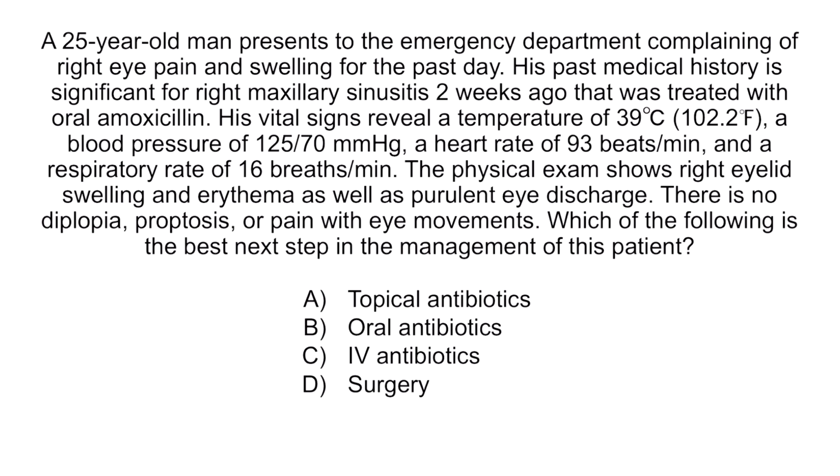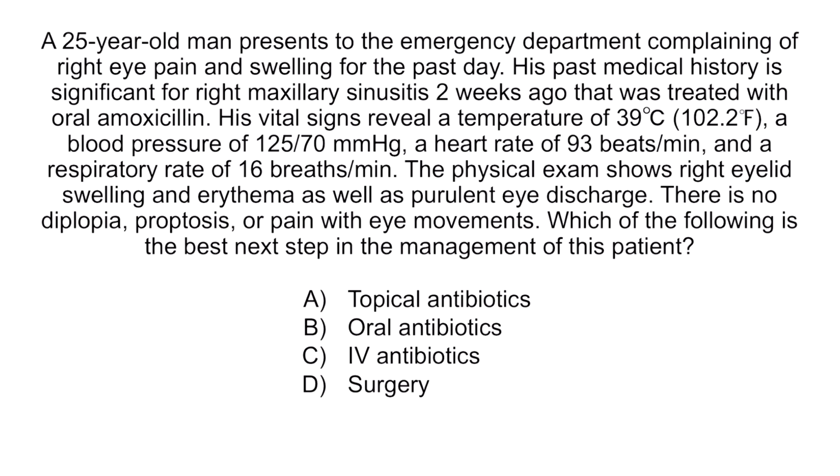His vital signs reveal a temperature of 39 degrees Celsius, blood pressure of 125/70, heart rate of 93, and respiratory rate of 16. Physical exam shows right eyelid swelling and erythema as well as purulent eye discharge. There is no diplopia, proptosis, or pain with eye movements. Which of the following is the best next step in the management of this patient? A. Topical antibiotics. B. Oral antibiotics. C. IV antibiotics. Or D.